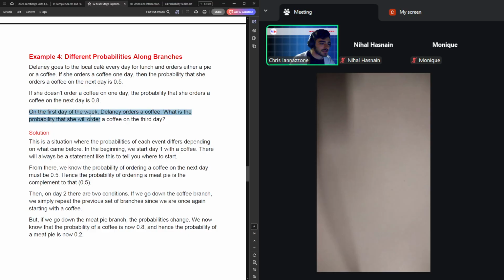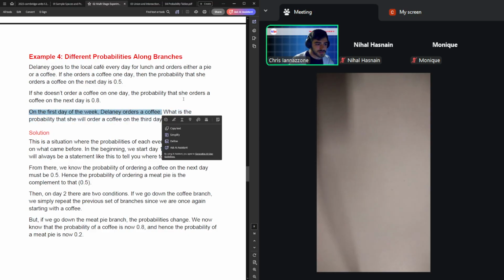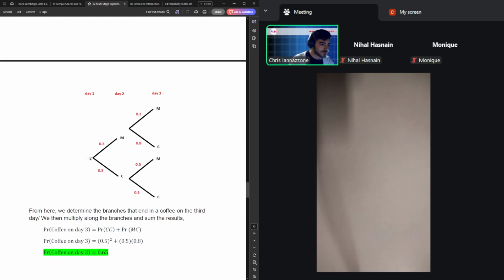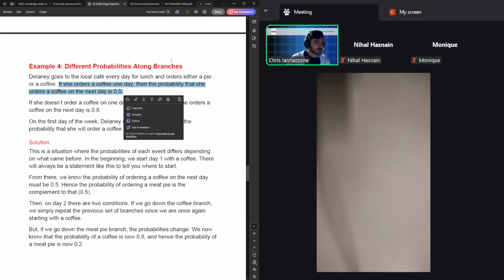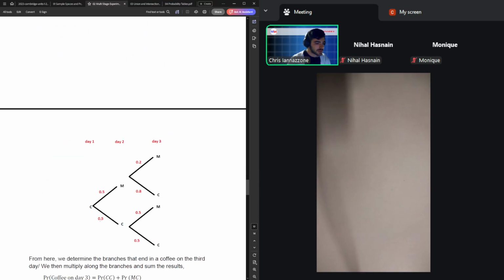Because if your 2 probability statements are based on something that happened previously, you need to know what happened previously. So in this case, we're told on the first day of the week, there was a coffee that was ordered, which is why we're going to start that one out as C. So we have our initial starting a coffee, and then the 2 possible outcomes of the meat pie and the coffee. Now, because we know we started with a coffee, that's where this conditional is going to apply. If a coffee was ordered, the probability of a coffee on the next day is 0.5. So, with that in mind, we label 0.5 for that coffee branch following a coffee.